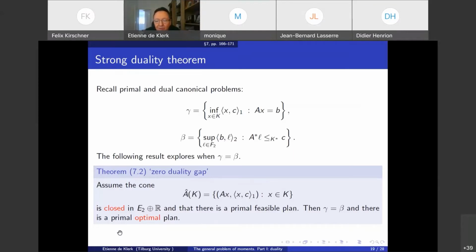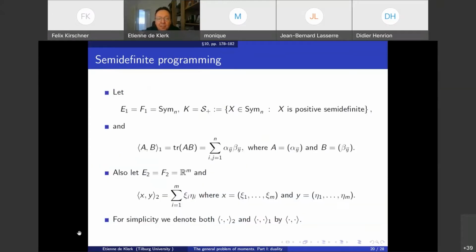So before going any further, I just want to take a step back and go to the more familiar Euclidean space and look at what is the implication of this strong duality theorem for semi-definite programming. So in semi-definite programming, we are back in Euclidean space. The vector spaces E1 and F1 are both just the symmetric matrices. The cone that we are working with is the cone of positive semi-definite matrices.